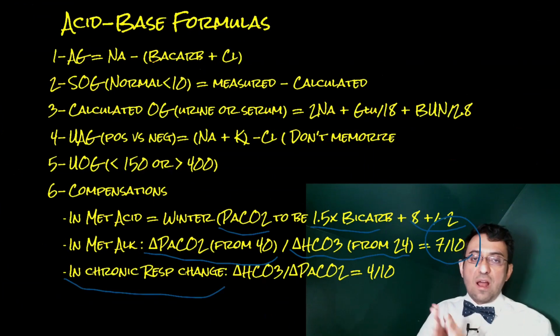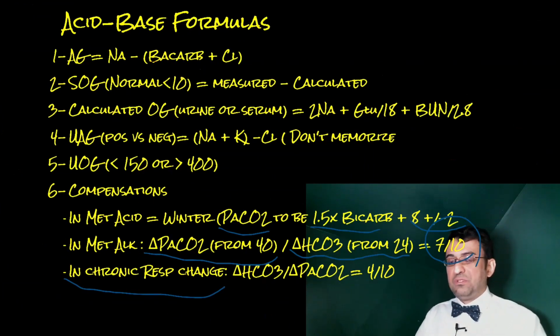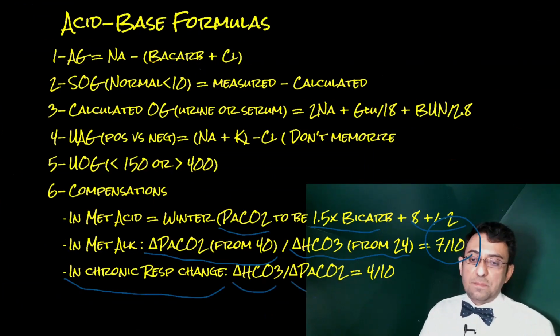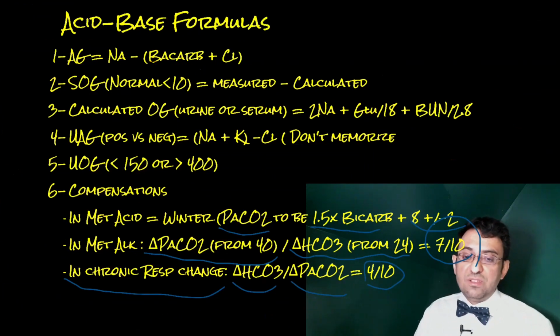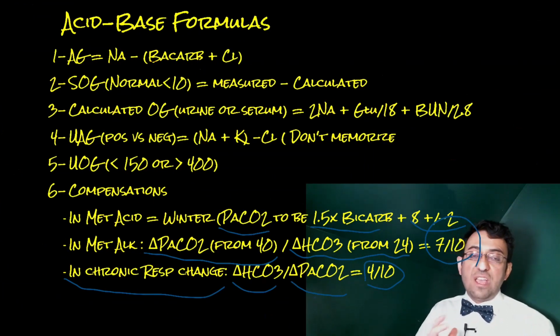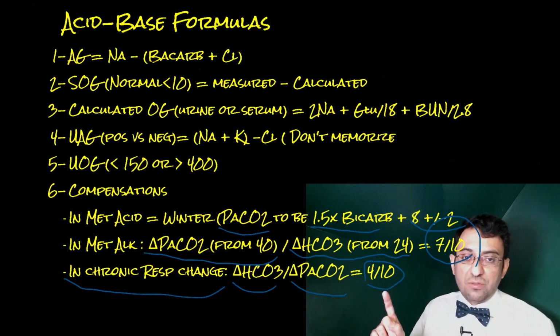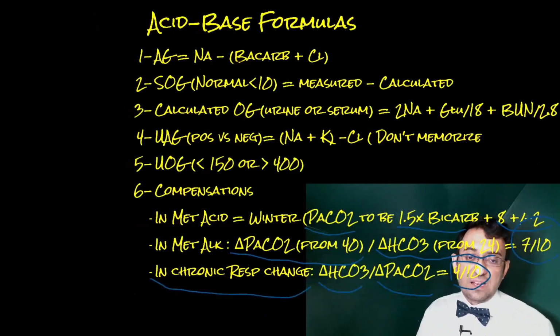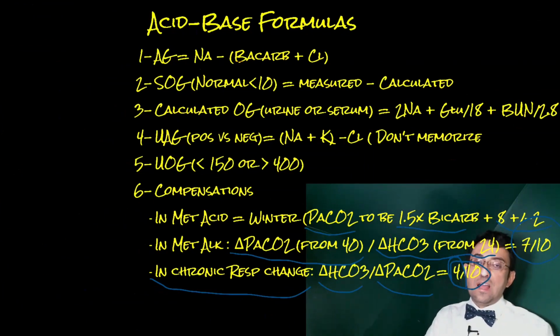And now, how about the compensation in chronic respiratory disorder? The good news is chronic respiratory alkalosis and chronic respiratory acidosis have the same formula, and that is delta bicarbonate, again from 24, over delta PaCO2 follows 4 over 10, which means what? Which means for every 10 millimeters of mercury change in PaCO2, in the case of respiratory changes, we have to have the same direction of change for bicarbonate of 4 milliequivalents. Okay, so that should take care of the compensation for now and forever.